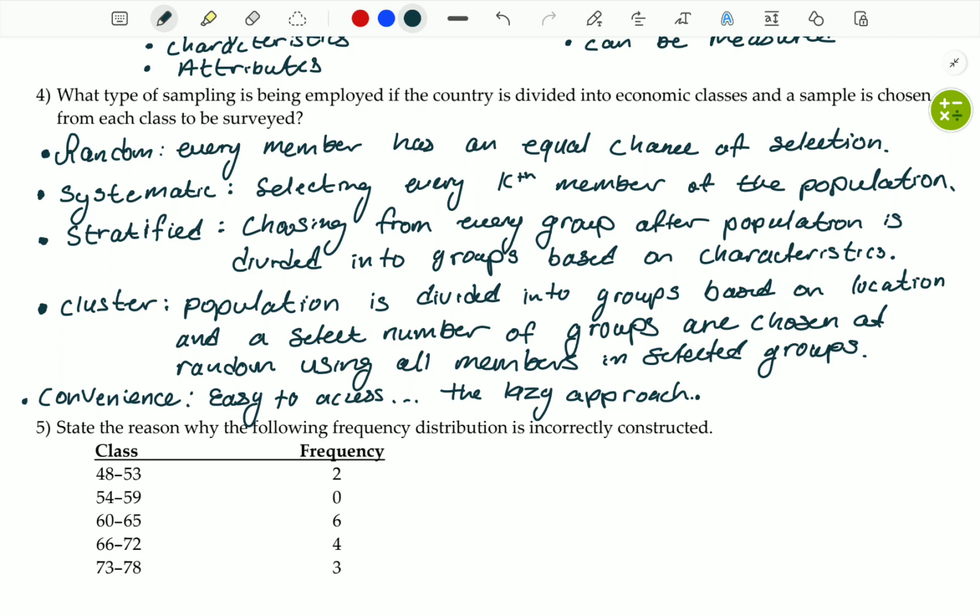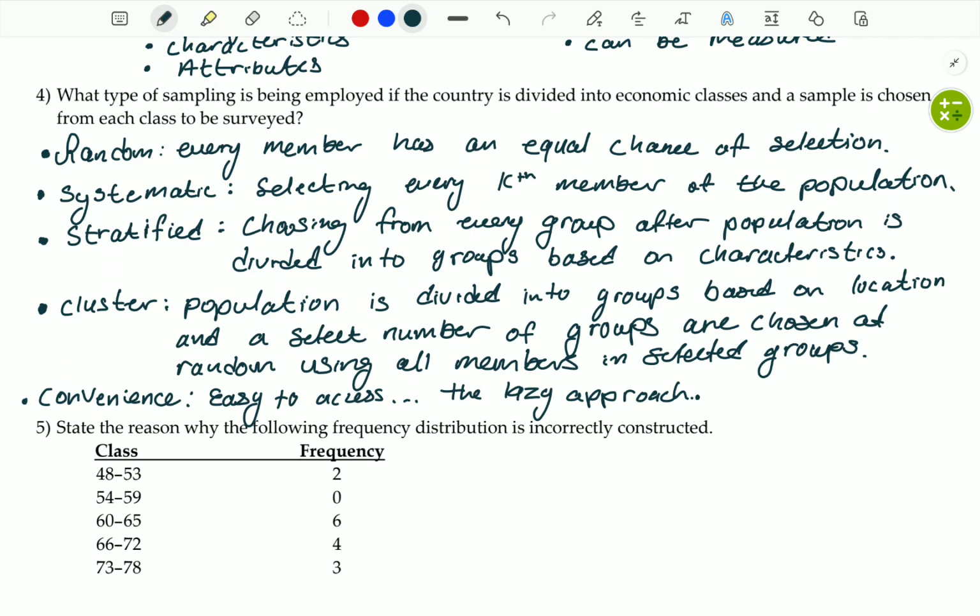We have a random sample, or sometimes referred to as a simple random sample, which means every member of the population has an equal chance of selection. Systematic sampling is when you're selecting every nth member of a population. Usually you number your population. Then you can choose like every 5th value, every 10th, every millionth, whatever.